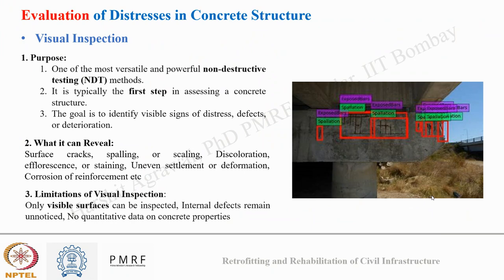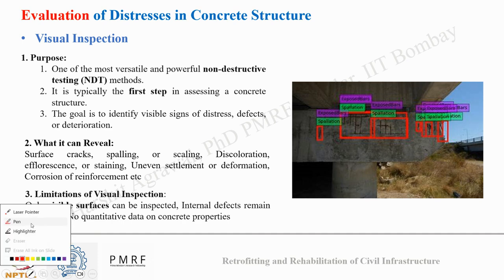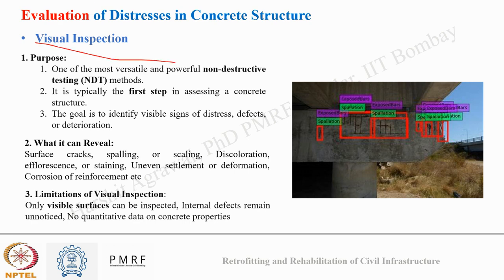Now, to know the state of an infrastructure, it is very important to evaluate the current status of the infrastructure in terms of its deterioration level. There can be several ways to evaluate an infrastructure. The first and the simplest way is visual inspection.